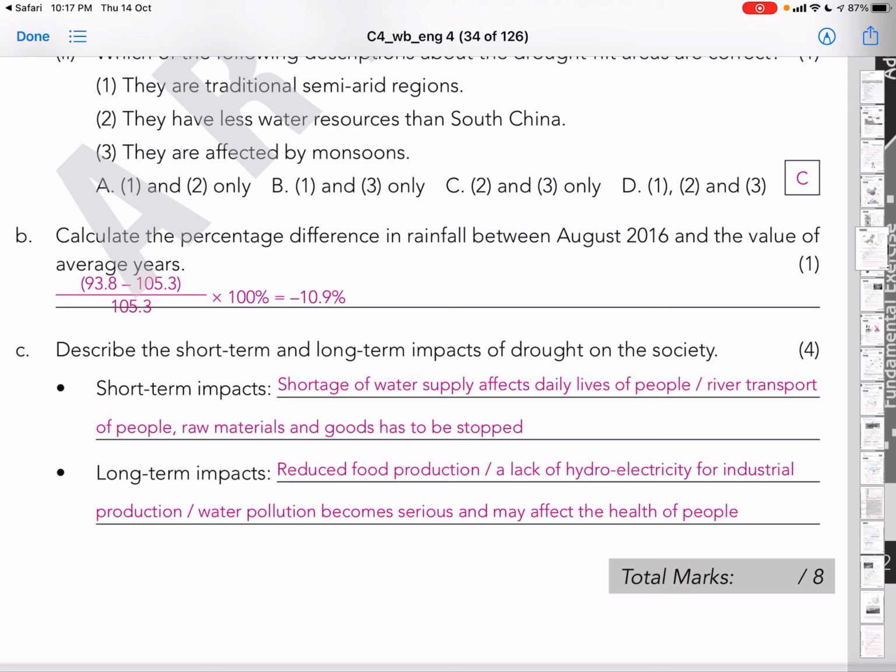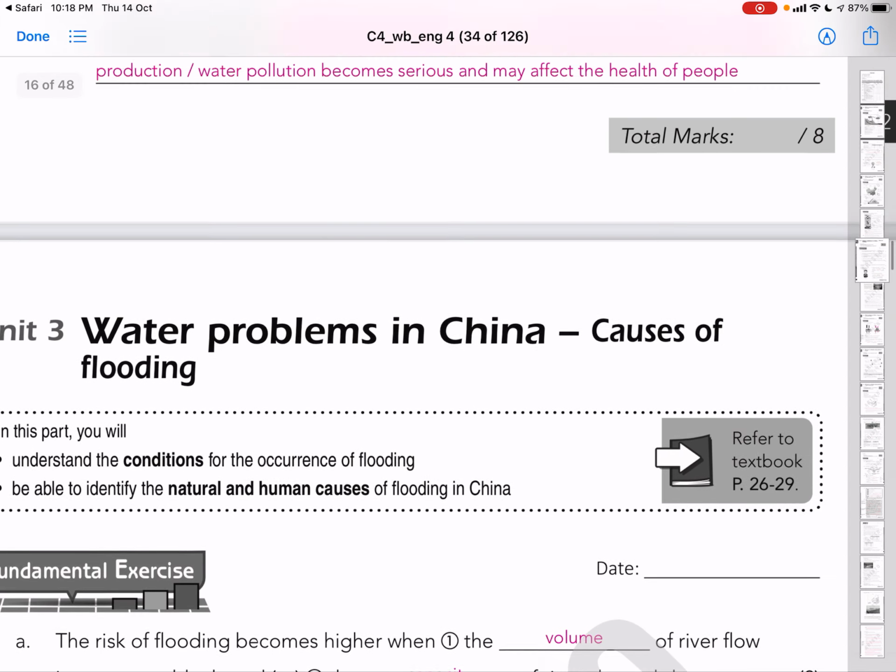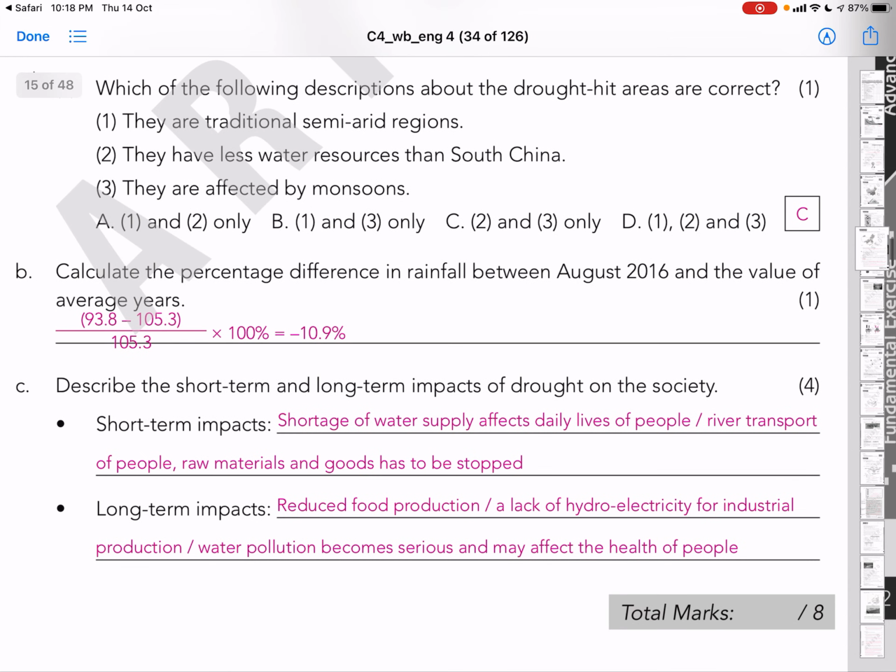Long-term impact: reduced food production, a lack of hydroelectricity for industrial production, water pollution becomes serious, and it may affect the health of people. So do not just tell me the same way as the flooding. How the drought affected us, although the result will be more or less similar, the process is a bit different between the drought and the flooding.